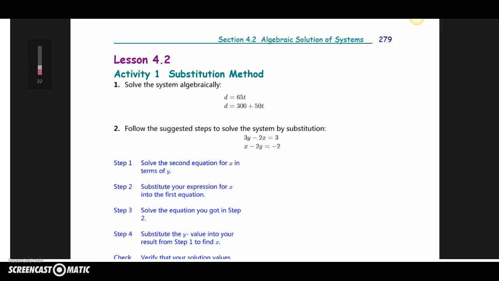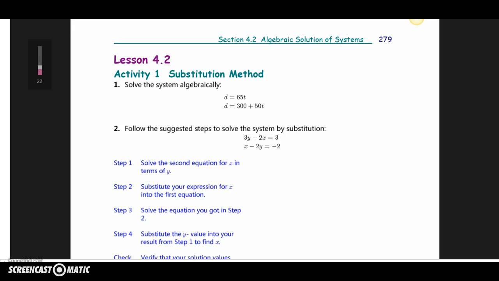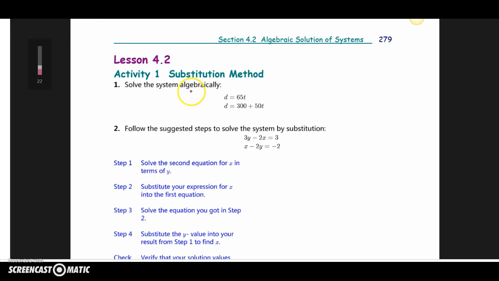In lesson 4.2 activity 1, we're going to be using the substitution method to solve these systems. Since they say to solve it algebraically, all I have to do is do some algebra. I don't graph anything here. And since they want me to do the substitution method, I have to have one of the variables isolated to plug in the other one.